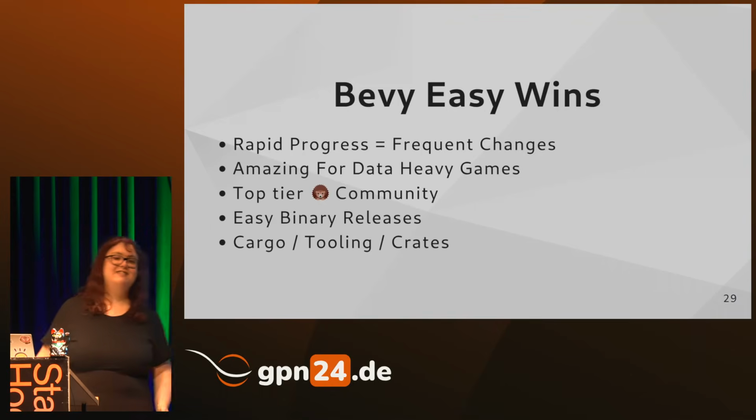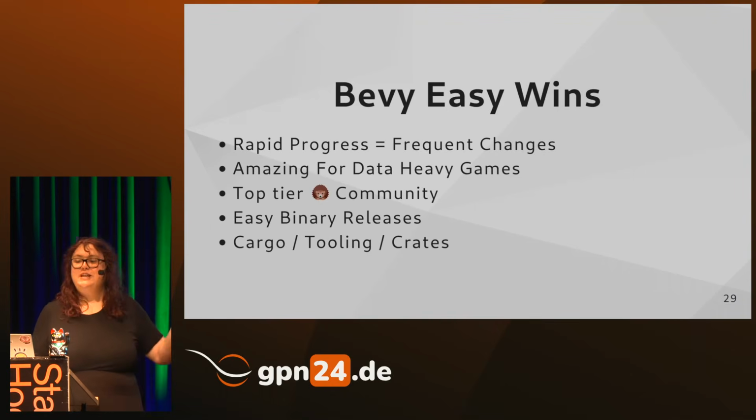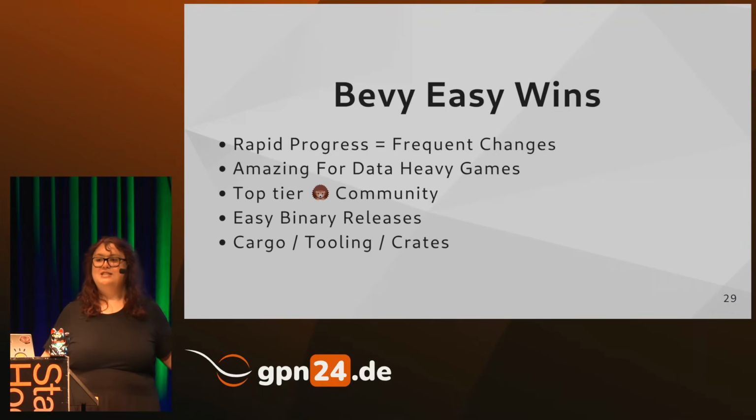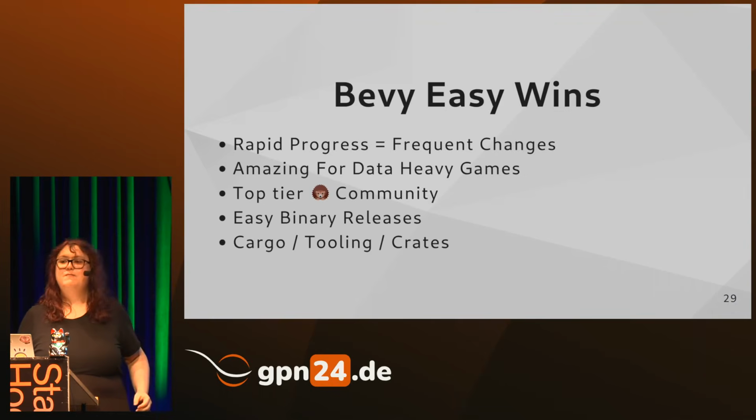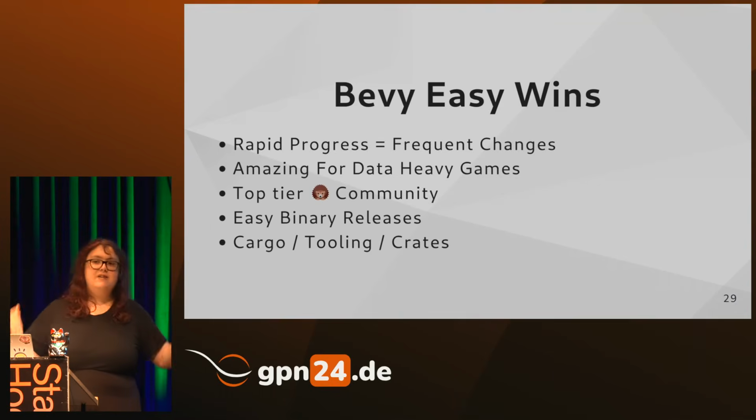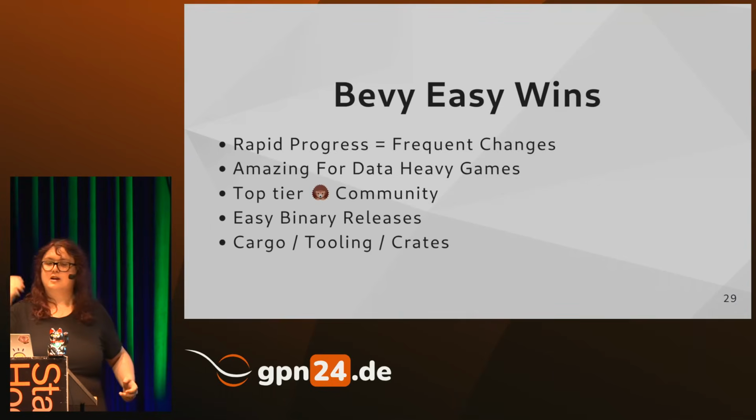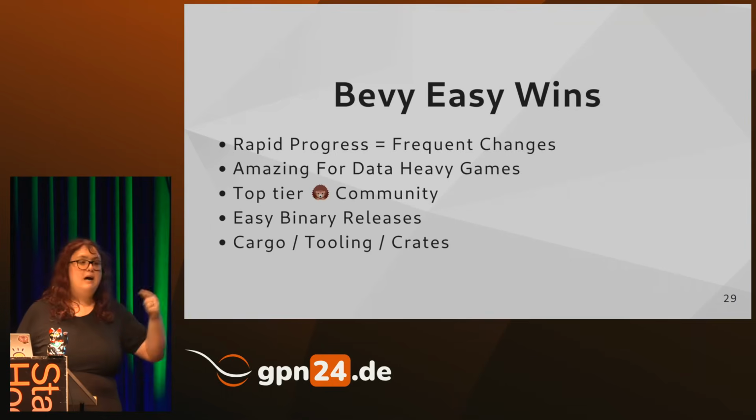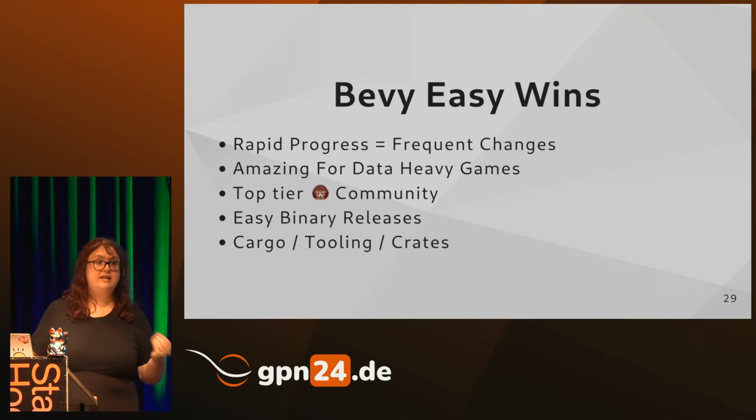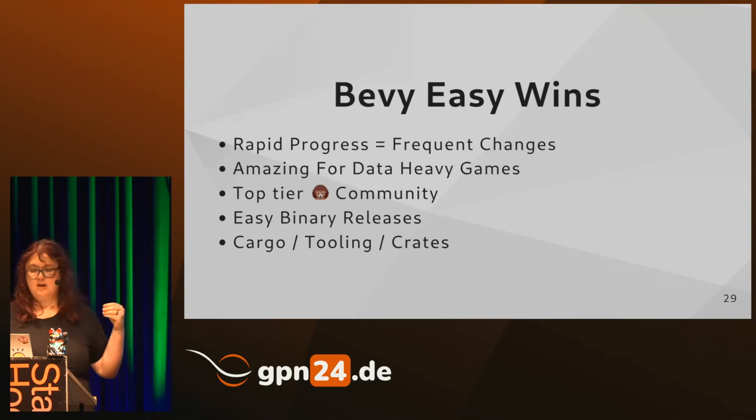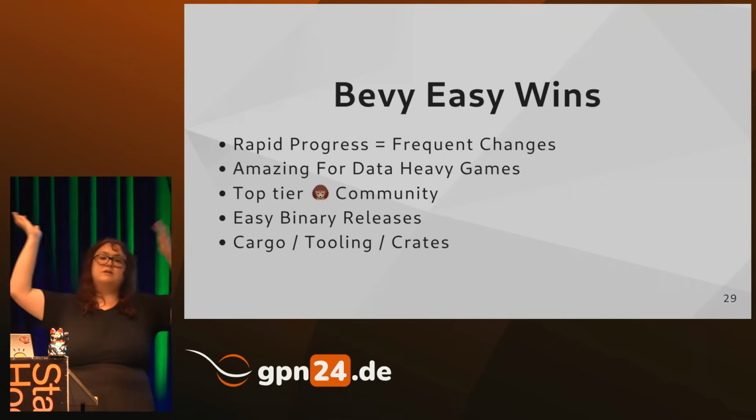Rapid progress is frequent changes. Those features that you want are going to get there. If you submit a PR or an architecture change, or if you need something and you submit it as an issue and people start working on it, you'll get that upstream in 2 months, 3 months, maybe 6 months if you're unlucky. It's excellent if you need something and you want to have it. It's amazing for data-heavy games.